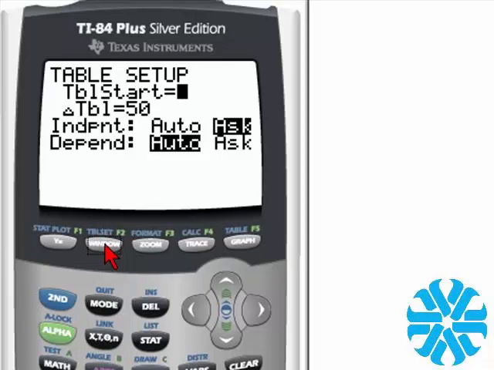The most important thing we want to look at is that the independent variable is on ask and the dependent variable is on auto. What this does is it allows you to input your values of x that you want in the table, and it will automatically give you back the corresponding values for y. That's why it's here on auto. Okay, so this is set up correctly. These particular values don't have any meaning when it's set on ask and auto here. Okay, so let's go ahead and quit out of this.